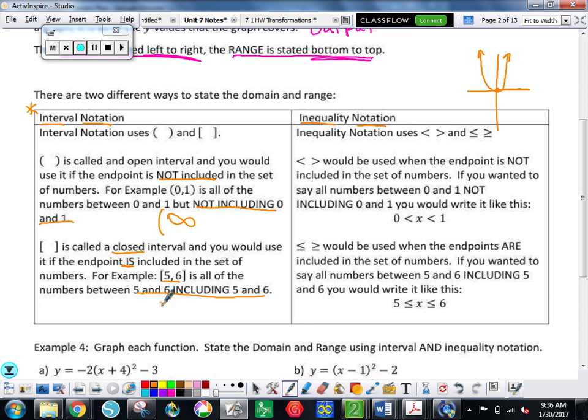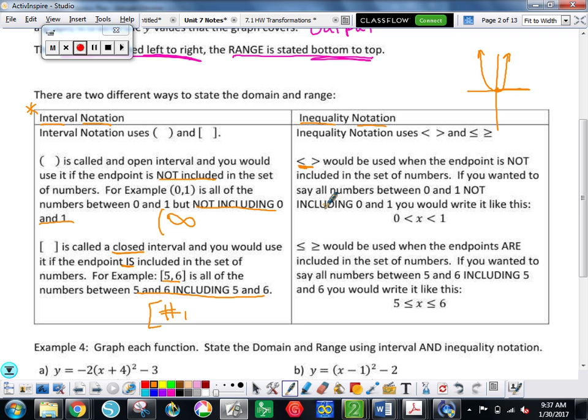Anytime I have a number with regards to what we're doing here, I'm going to use the bracket. Now these match up. If I'm using an open parenthesis, that means I'm using the less than or greater than. So inequality notation uses inequalities.